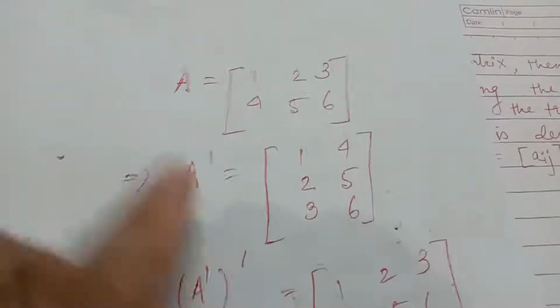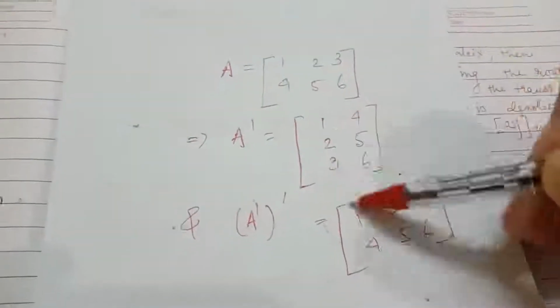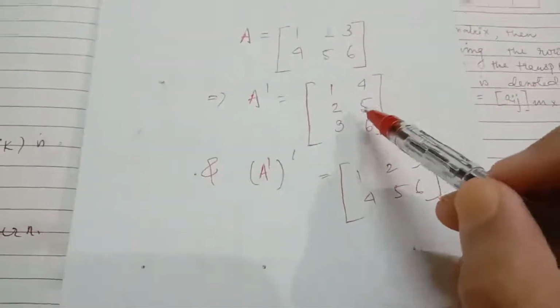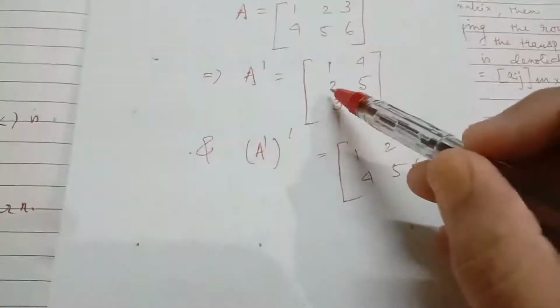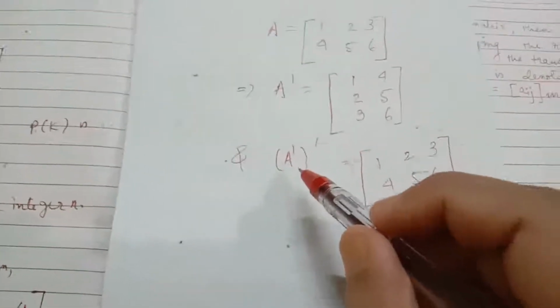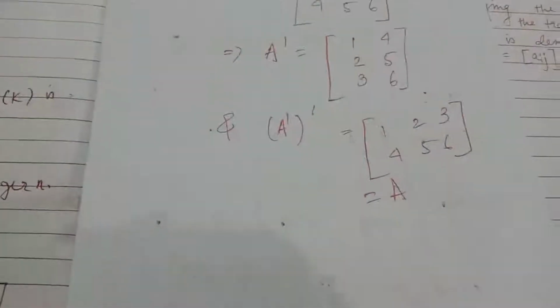A dash equal to, we have to write the first row as first column. This is the first row. We have to write first row as first column, second row as second column. This is A dash. And transpose of this matrix, again we have to write first row as first column, second row as second column, third row as third column. And you can see A transpose whole transpose is again A. So this is the first property.